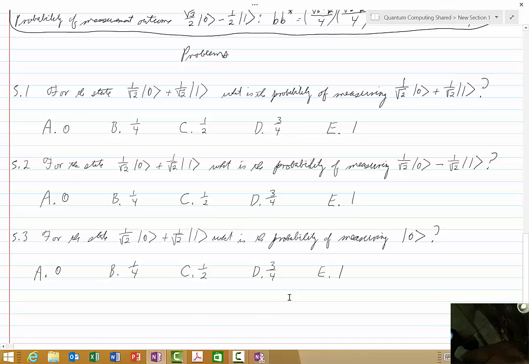And in each case, circle the correct answer, or if you think there are multiple answers, then select all the correct answers. So that concludes lecture 5, and good luck.